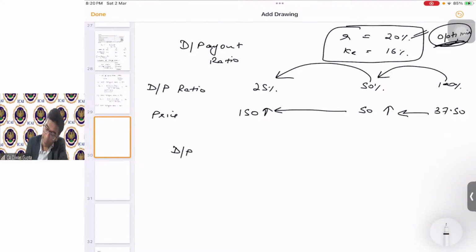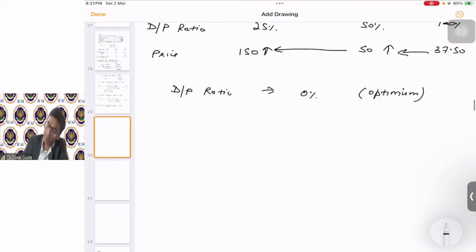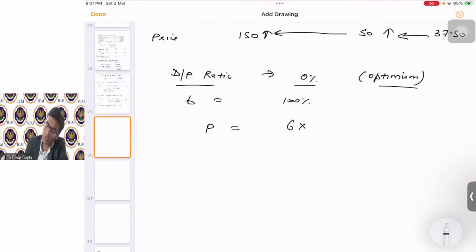Can we compute the price at a dividend payout ratio of 0%, which is actually the optimum ratio? Yes, very good. Sanya, Shweta, Pooja, every one of you is saying 0. Perfect. Now, if this DP ratio is 0%, then B becomes 100%, right? Retention ratio becomes 100%. So the price becomes 6 rupees as the earnings, 1 minus 100%, divided by 16% minus 100% into 20%.